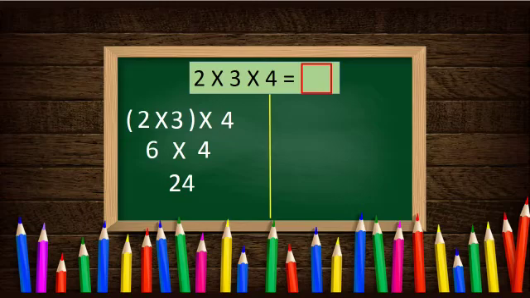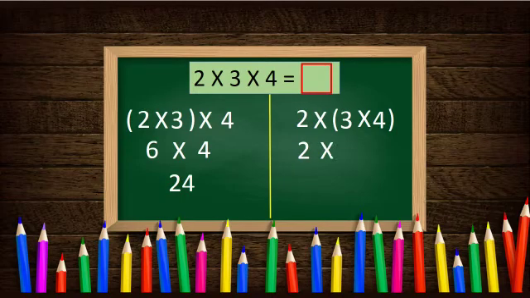Now children, suppose we go back to the original sentence. 2 times 3 times 4. And here we group together the last two numbers. It means 3 and 4. If we group 3 and 4 together, how will we write the statement now? 2 times. Now we will multiply 3 and 4. 3 times 4 is equal to 12.